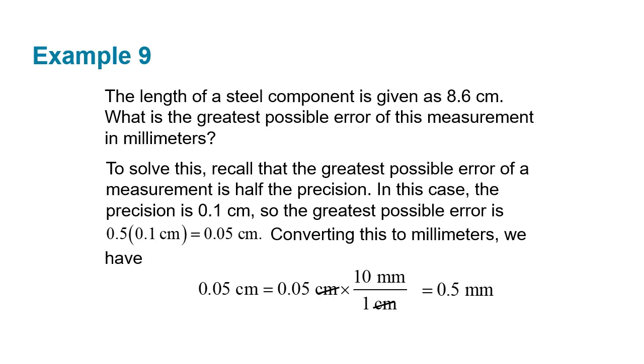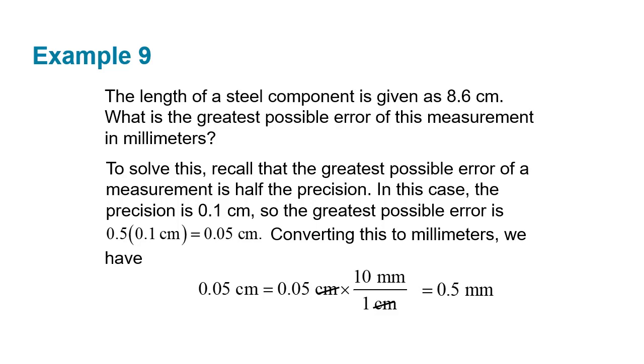Length of a scale component given 8.6 centimeters. What's the greatest possible error of this measurement in millimeters? Well, to solve this, we have to remember that the greatest possible error of a measurement is always half the precision. In this case, the precision is 0.1 centimeters, right? It goes to 1 decimal, so 1/10 of a centimeter. So the greatest possible error is half of that, 0.1 centimeter, or 0.05 centimeters.